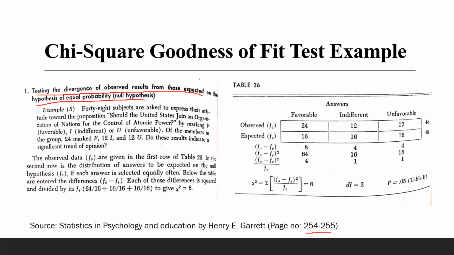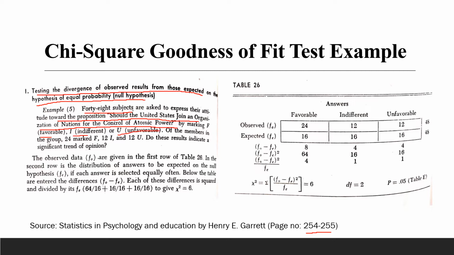So we want to test our null hypothesis, where we are assuming equal probability. Now we read the statement. As per this question statement, 48 subjects were asked to express their attitude towards a proposition: should the United States join the Organization of Nations for the Control of Atomic Power? Making F favorable. So the response is in three categories: favorable, indifferent, or unfavorable.